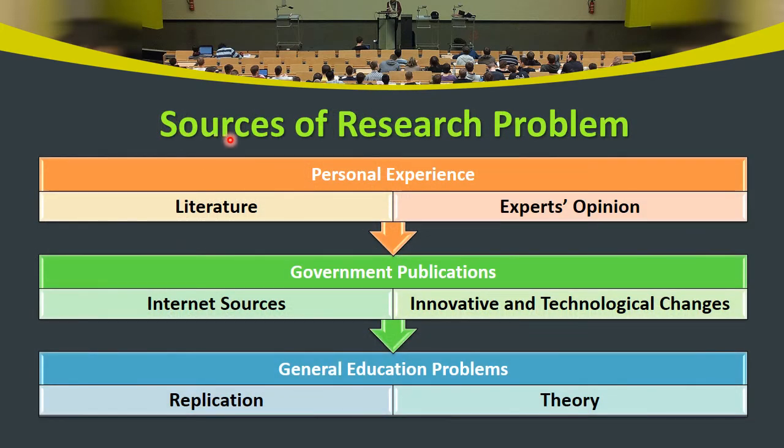Next, we'll be looking at the sources of research problems. What are the sources of research problems? Sources can be either through personal experience, can be through literature, can be through experts' opinion. We could have sources from government publication, internet sources, innovative and technological changes. We could also have sources from general educational problem, replication, or theory.